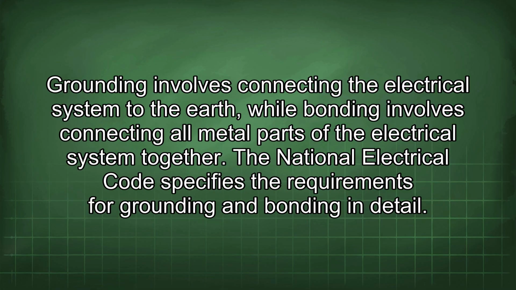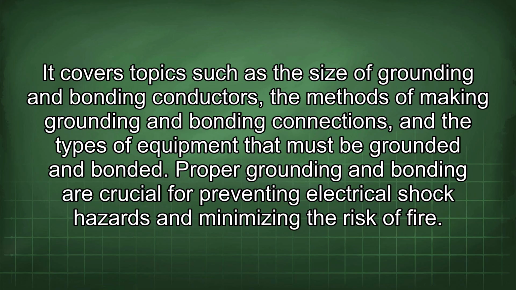Grounding involves connecting the electrical system to the earth, while bonding involves connecting all metal parts of the electrical system together. The National Electrical Code specifies the requirements for grounding and bonding in detail. It covers topics such as the size of grounding and bonding conductors, the methods of making grounding and bonding connections, and the types of equipment that must be grounded and bonded. Proper grounding and bonding are crucial for preventing electrical shock hazards and minimizing the risk of fire.